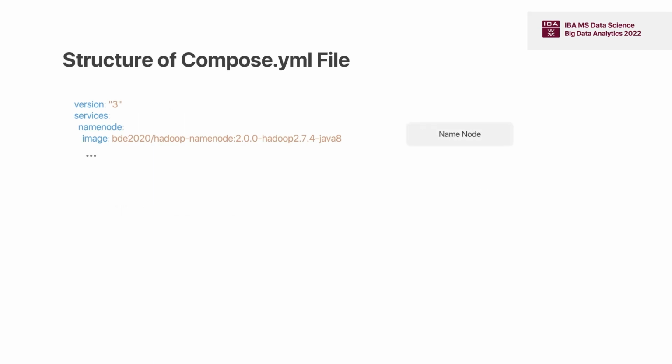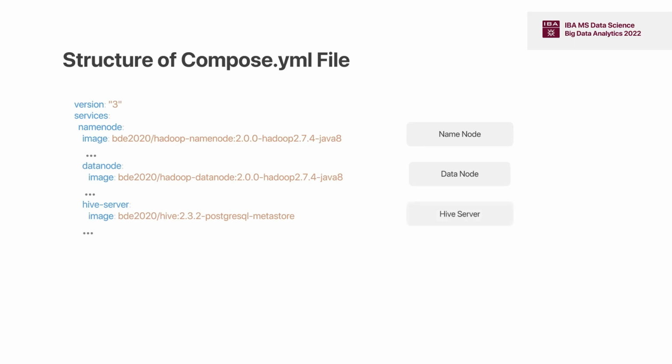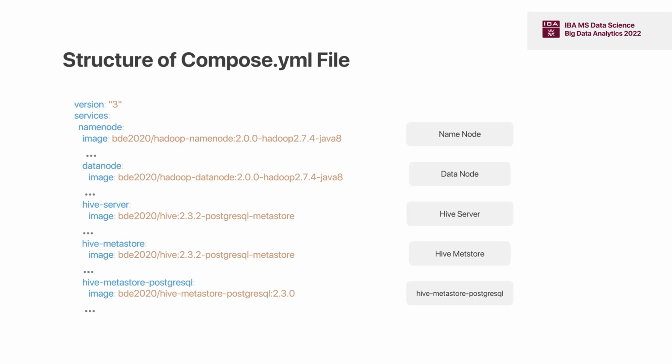First, it is going to generate a container for the name node. Then it will generate a data node container. After that, the Hive server and Metastore containers are generated. And finally, the Hive Metastore Postgres container is going to be generated.